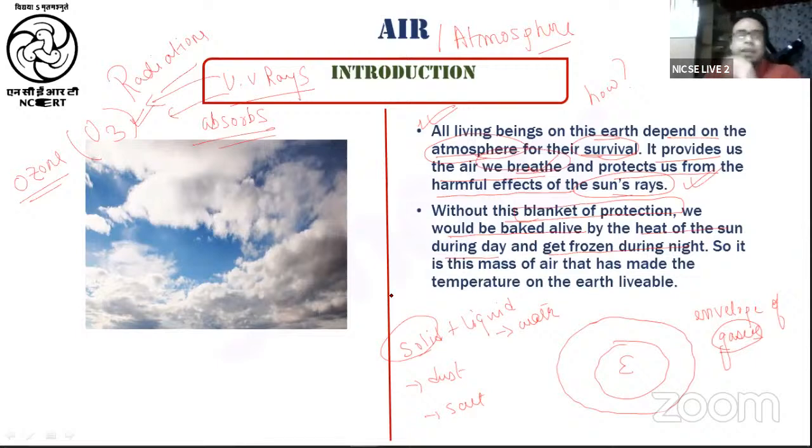Similarly, basically we can say that the atmosphere helps in maintaining an optimal temperature so that your life can exist, right? So it makes the environment of the earth neither too hot nor too cold. Understood? So it is this mass of air that has made the temperature on the earth livable. Understood? Fine. So this was about the basic definition or basic understanding of what atmosphere is, right?